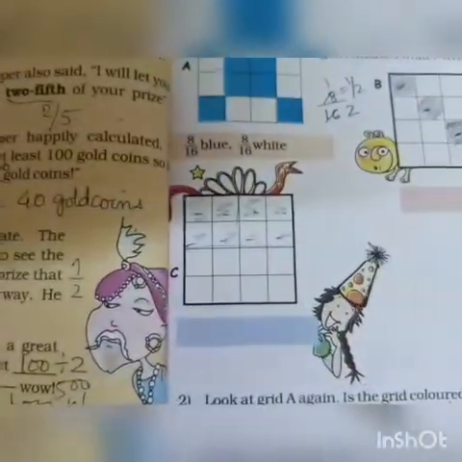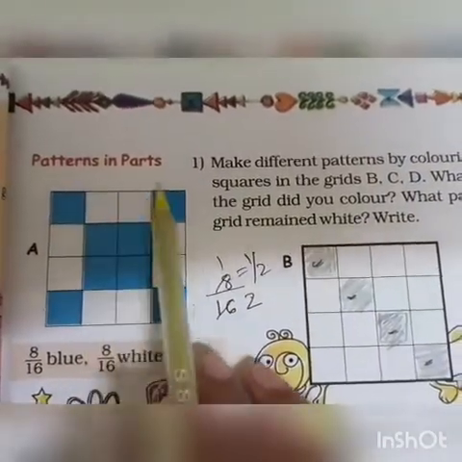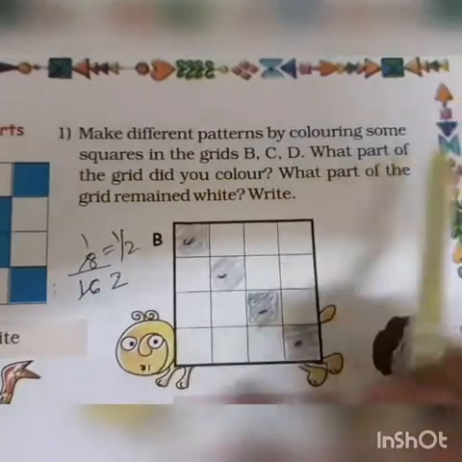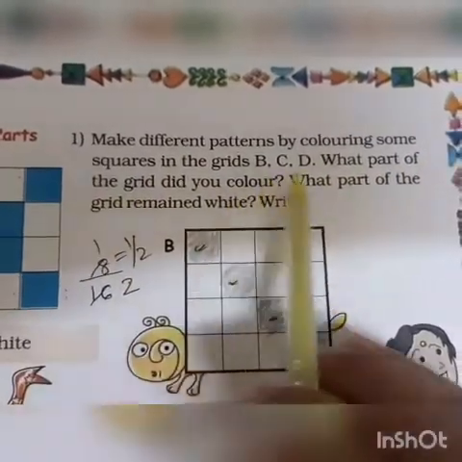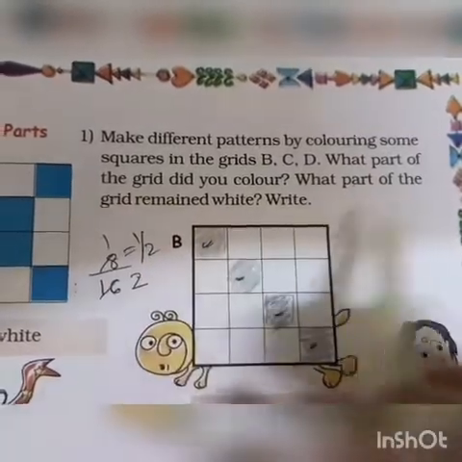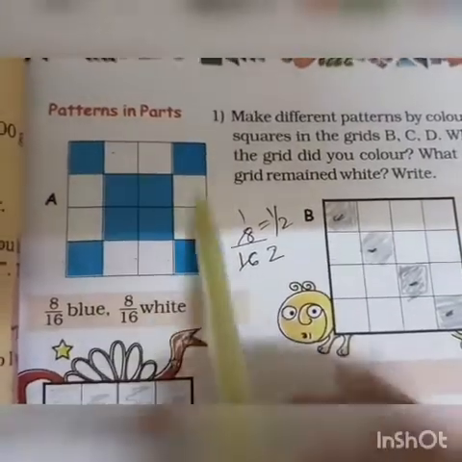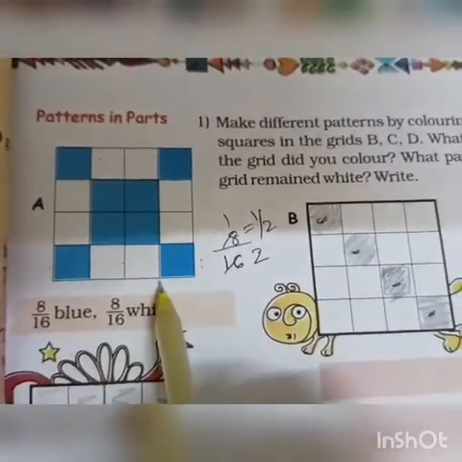Moving on to page number 57. Now what is this? Patterns in parts. Make different patterns by coloring some squares in the grids B, C, D. Which part of the grid did you color and which part of the grid remains white? Right. Now here you can see one example is given of grid A, where 1, 2, 3, 4, 1, 2, 3, 4. That means this square has been divided into 16 parts in total.